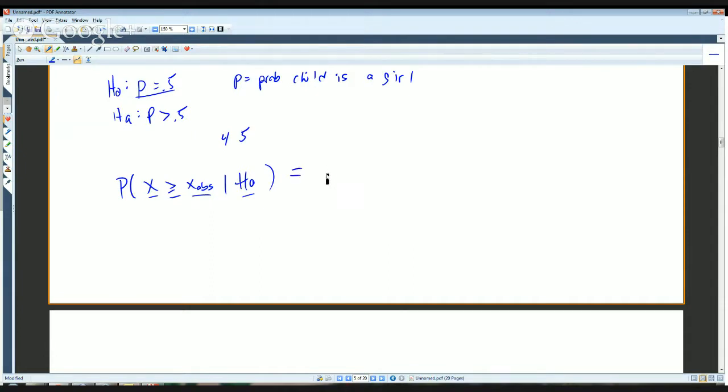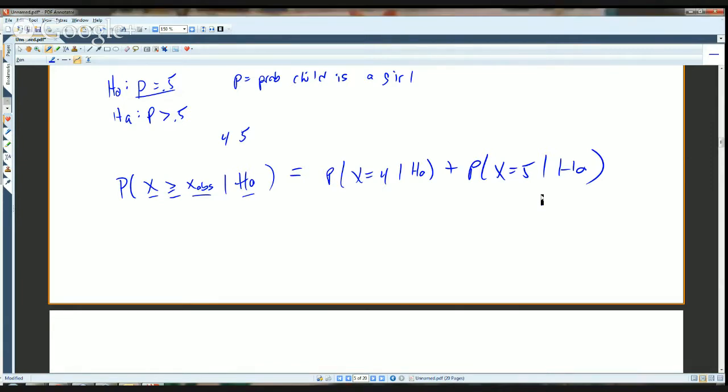So it's the probability that x equals 4 under H naught plus the probability that x equals 5 under H naught. Both of these are binomial probabilities, and because they're binomial probabilities, you can just plug them in. You can do pbinom. There are several different ways to do it.